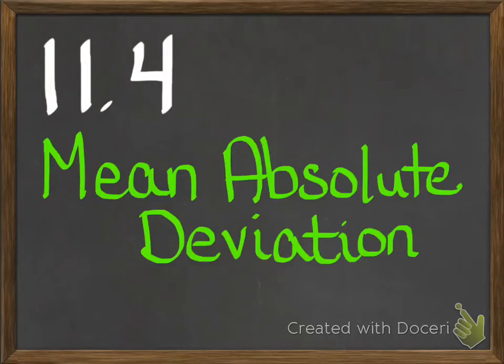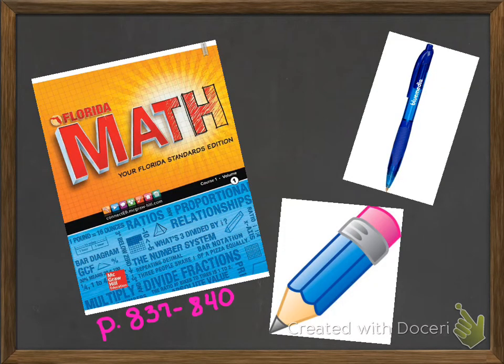Hi, this is Chapter 11, Lesson 4 on mean absolute deviation. You're going to need your math book. We're going to start on pages 837 and cover all the way through 840, and I would like for you to have a pencil and a pen out for this lesson.